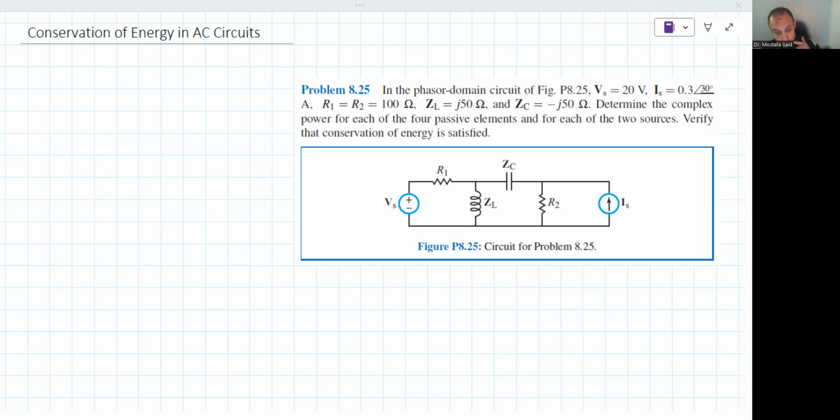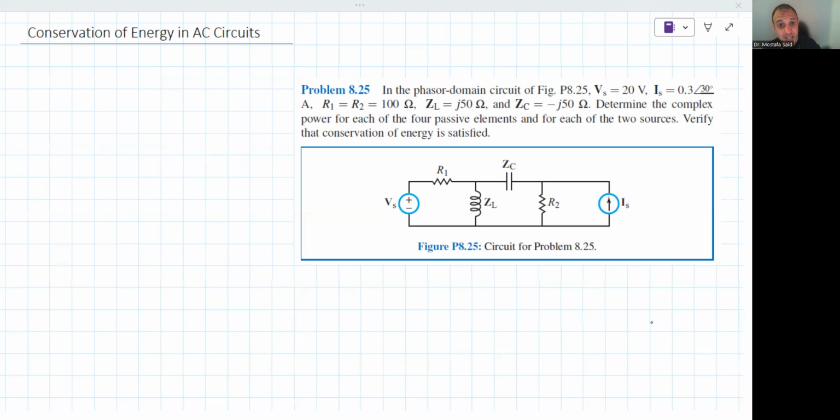To find the power, either actual power or reactive power, we should know the laws from which we can determine these powers. Based on these laws, we'll know what we should determine in this circuit in order to find the powers. They are not complicated, actually very simple.